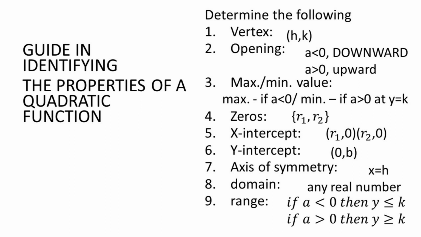Now let's have the range of a quadratic function. You will just look at the value of a. If a is less than 0, meaning negative, then y is less than or equal to k. If a is greater than 0, meaning positive, then y is greater than or equal to k.